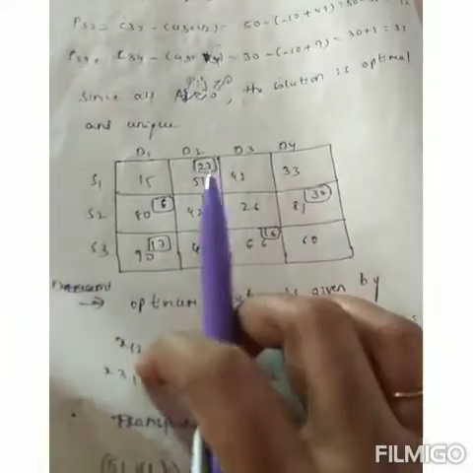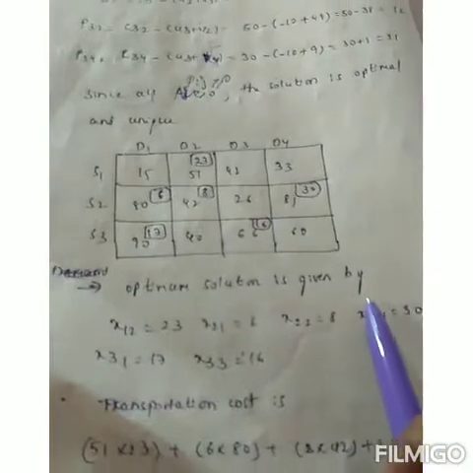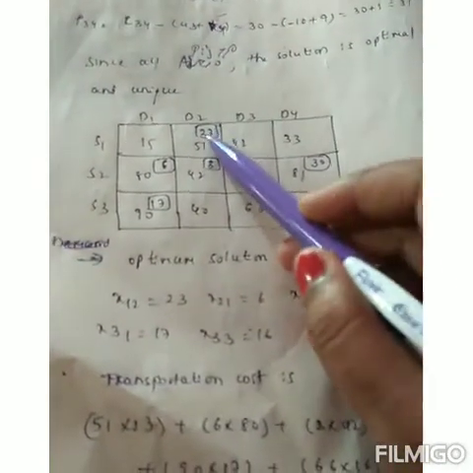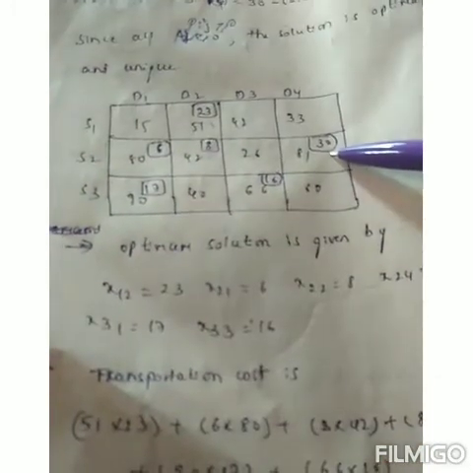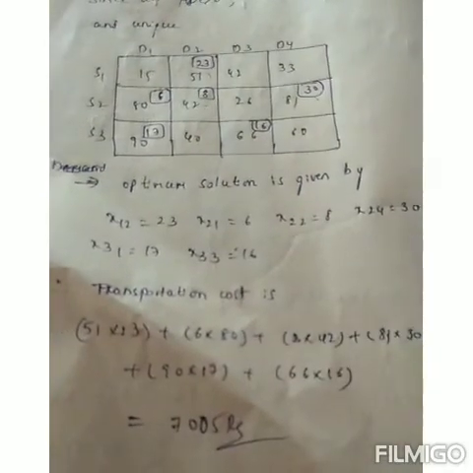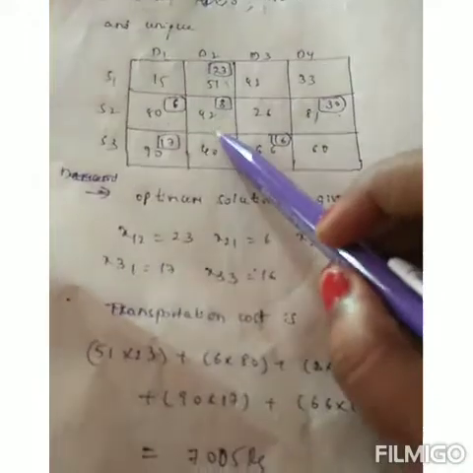The optimal solution is given: X12 is 23, X21 is 6, X22 is 8, X24 is 30, X31 is 17, X33 is 16. So therefore the transportation cost is 51 into 23 plus 60 into 80 plus 8 into 42 plus 30 into 81 plus 17 into 90 plus 16 into 66. So 7,005 rupees. Okay.